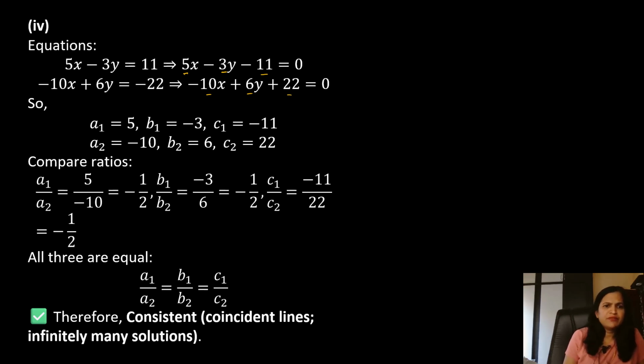Then a1 by a2 is 5 by minus 10, that is 5 ones are 5, 5 twos are 10, minus 1 by 2. b1 by b2 is minus 3 by 6, 3 ones are 3, 3 twos are 6, that is minus 1 by 2. Then c1 by c2 is minus 11 by 22, 11 ones are 11, 11 twos are 22, that is also minus 1 by 2. All three are equal here: a1 by a2, b1 by b2, c1 by c2 equal to minus 1 by 2. Therefore, consistent, coincident lines, infinitely many solutions.